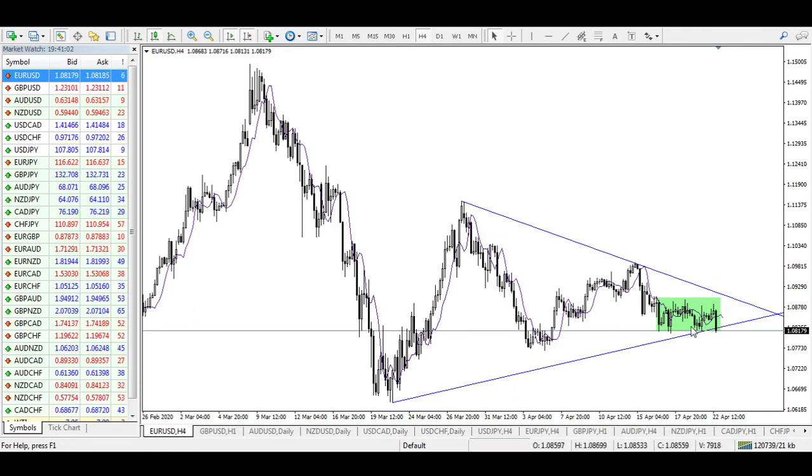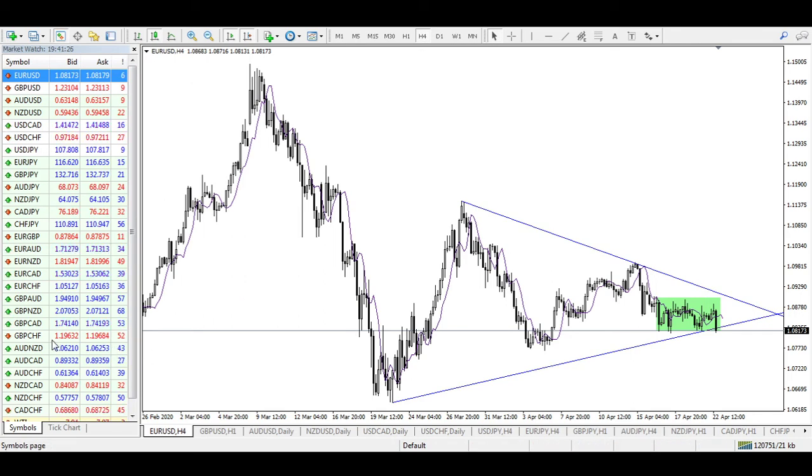So the plan is to wait for this breakout. Now the time is 19:41. This candle is going to be completed in 19 minutes. 19:21 is my broker time. So most probably this candle will close below the lower line of the triangle as well as the lower border of this rectangle. This breakout will take place, and then we will sell euro CAD.